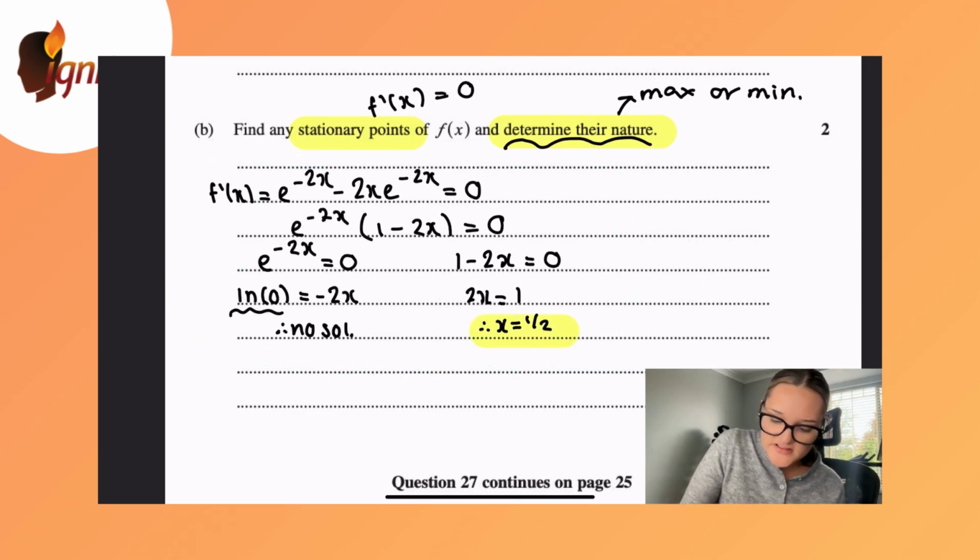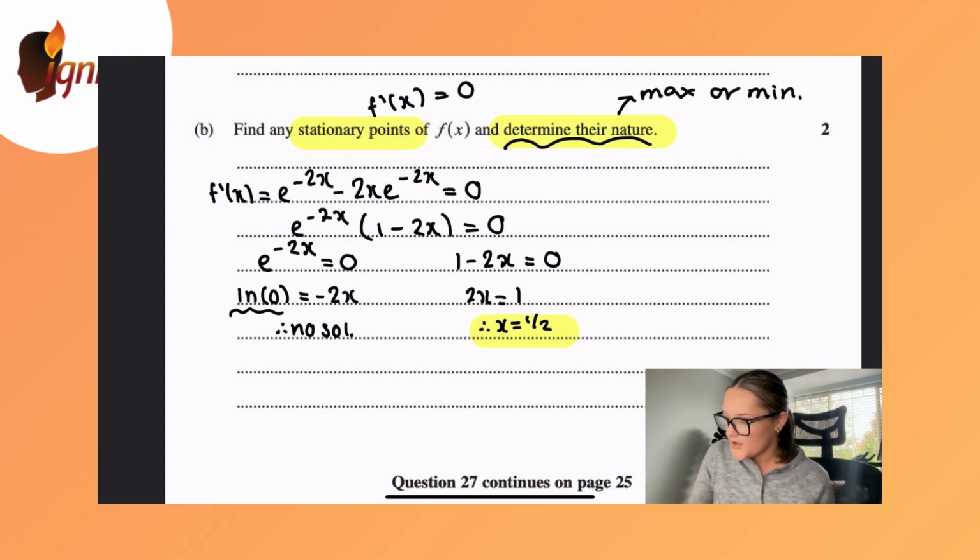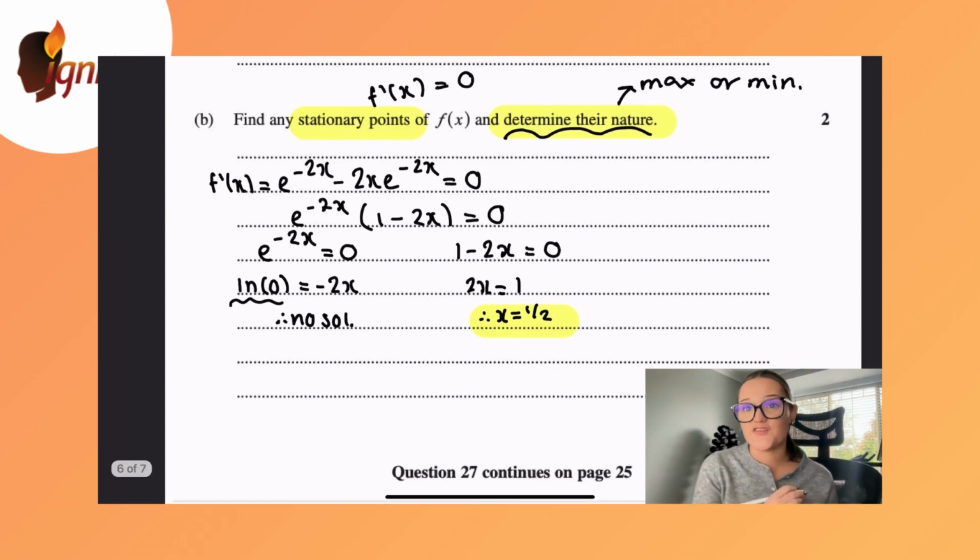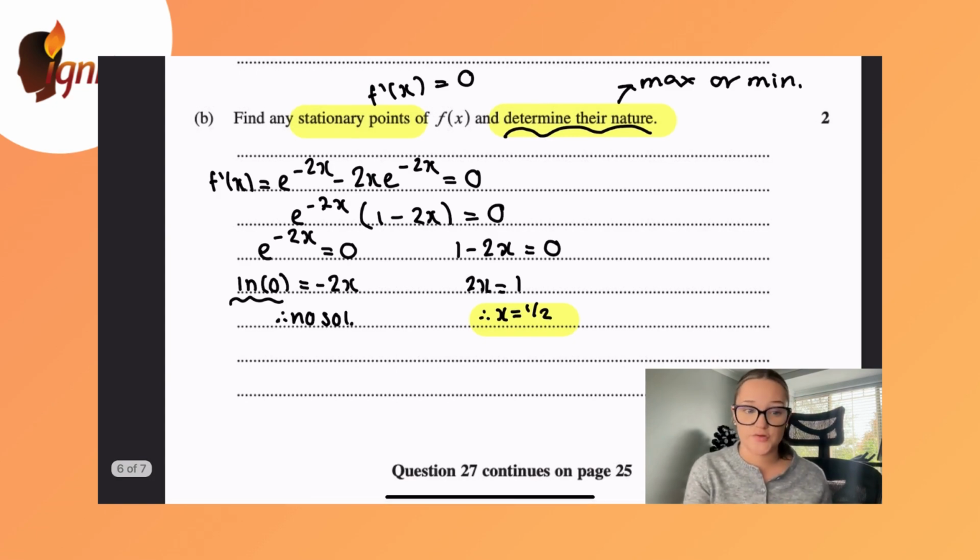The second part wants me to then determine its nature. I've already been given my second derivative, so I'm going to use the second derivative form here. You can also use a table of values, but you're going to get the same thing. So don't use both in an exam because that's going to waste too much time. Use whatever's easier for you. This question's already given me the second derivative, so I'm going to use the second derivative method.